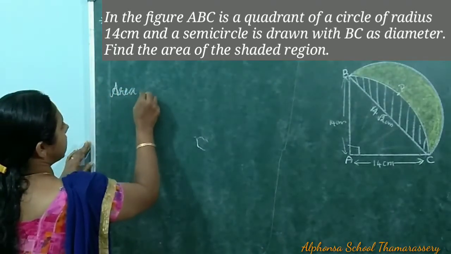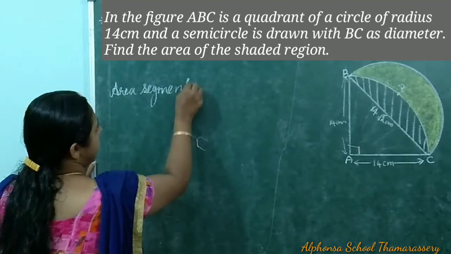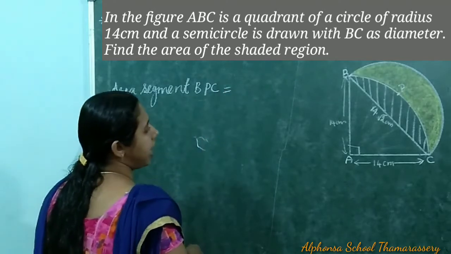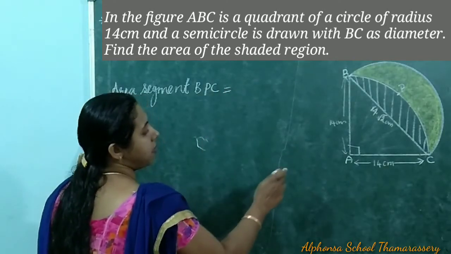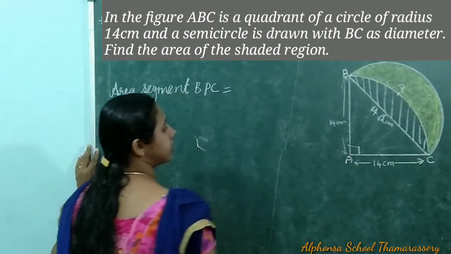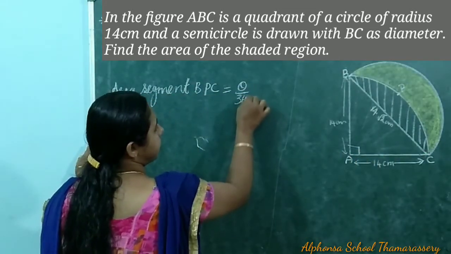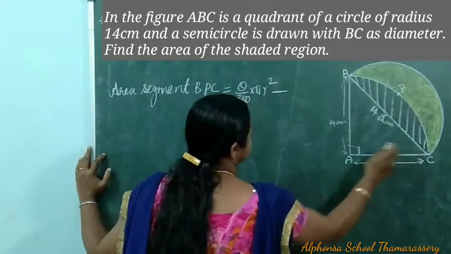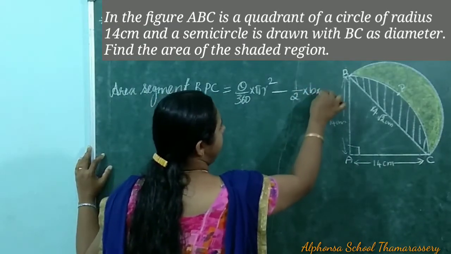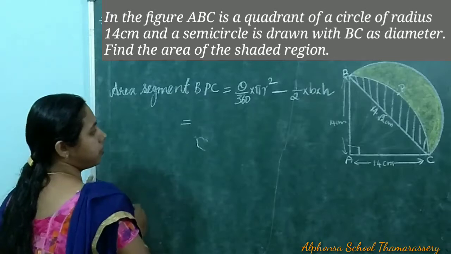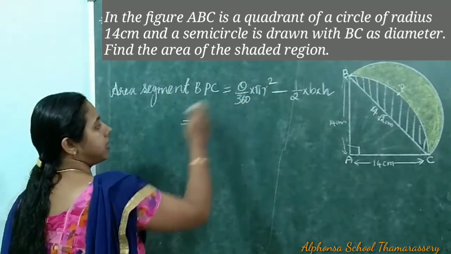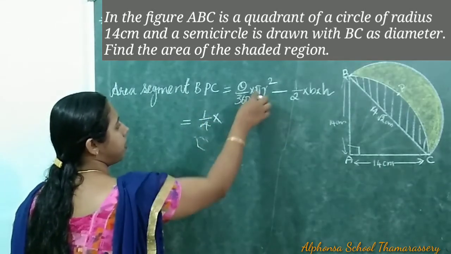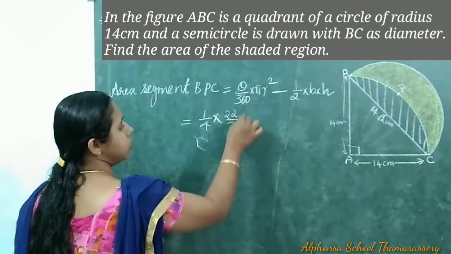So area of segment BPC is equal to area of quadrant ABC minus area of triangle ABC. So theta by 360 into pi r square minus area of the corresponding triangle, that is half into base into height. Area of quadrant, that is 90 degree, 90 by 360, you know that it is 1 by 4 of pi r square. So 1 by 4 into pi value, that is 22 by 7 into radius.